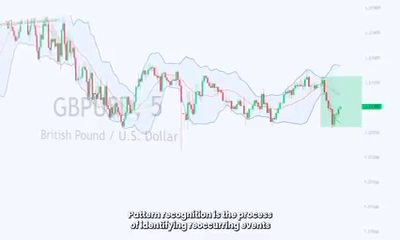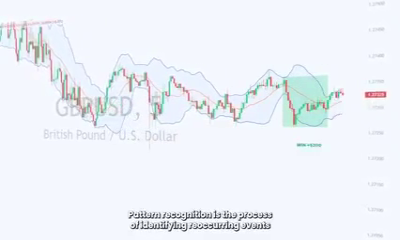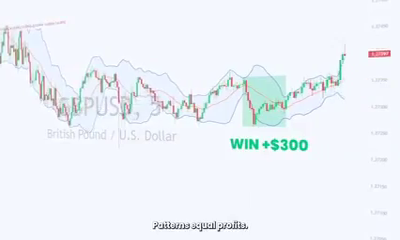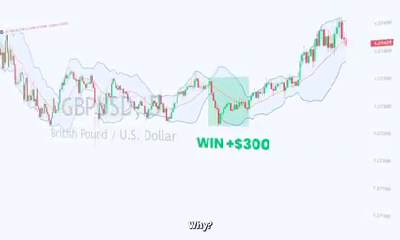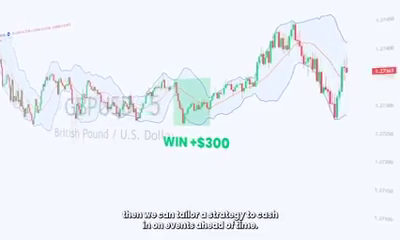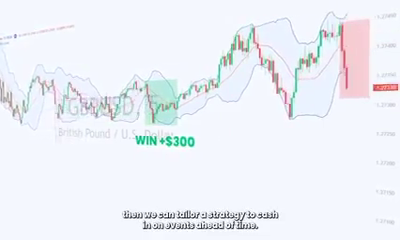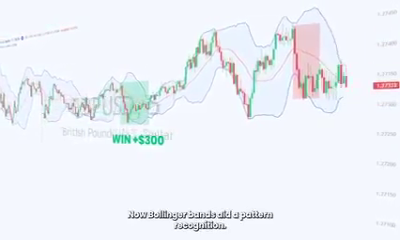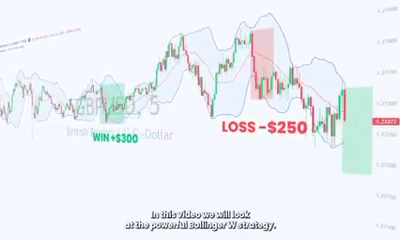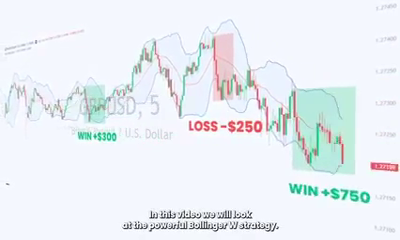Pattern recognition is the process of identifying reoccurring events. In the markets, patterns equal profits. Why? If we know what is likely to happen, then we can tailor a strategy to cash in on events ahead of time. Now, Bollinger Bands aid in pattern recognition. In this video, we will look at the powerful Bollinger W strategy.